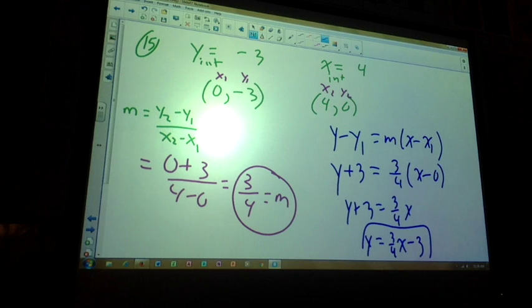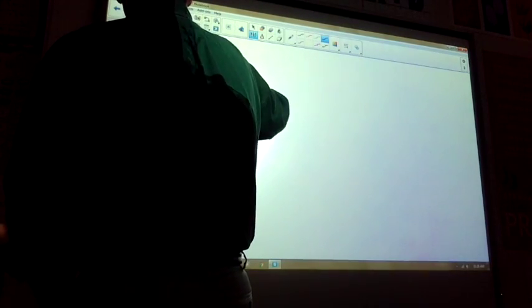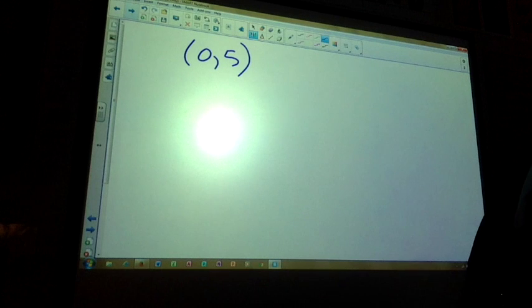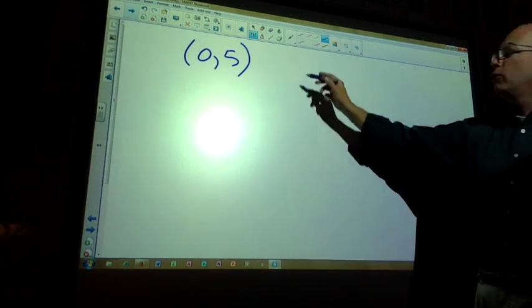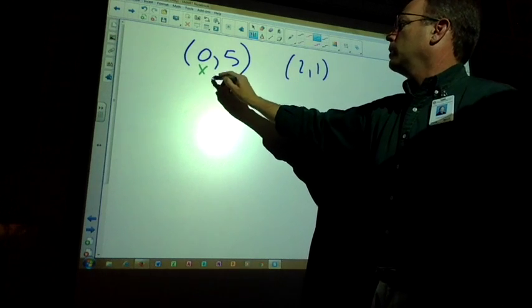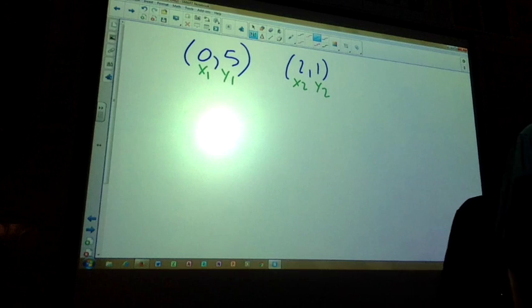Anything else? Is that right? Oh, yep. Number 5. Y-intercept of 5, passes through the point (2, 1). So if the y-intercept is 5, that's the y-intercept. And then it passes through the point (2, 1). Is that all right? Okay, yeah, I got it from there.